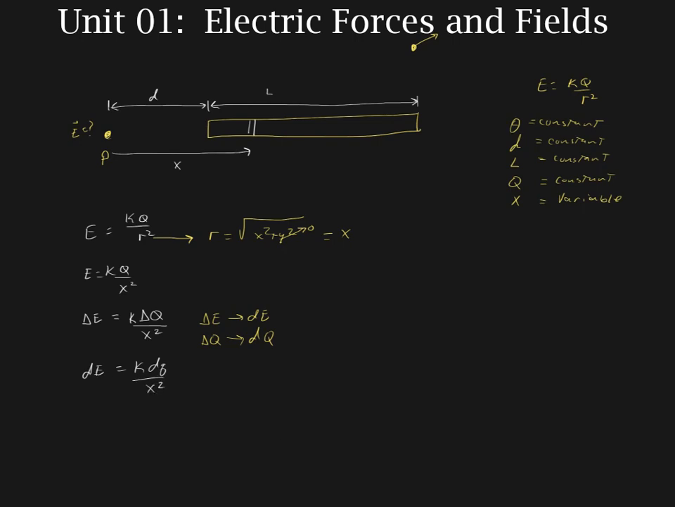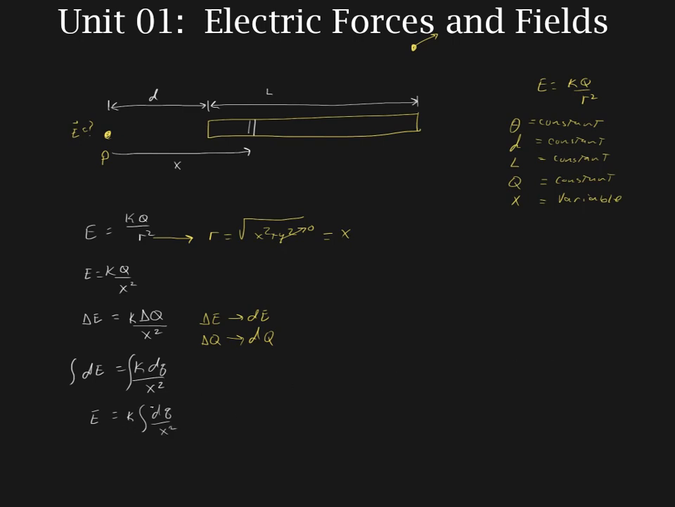We know that we have to add up all these chunks, and that's going to make this an integral, because all we have right now is this small differential electric field. So we integrate, and this is going to result in us getting E is equal to, and then I'm going to pull out K because it's a constant, the integral of dQ over x squared.